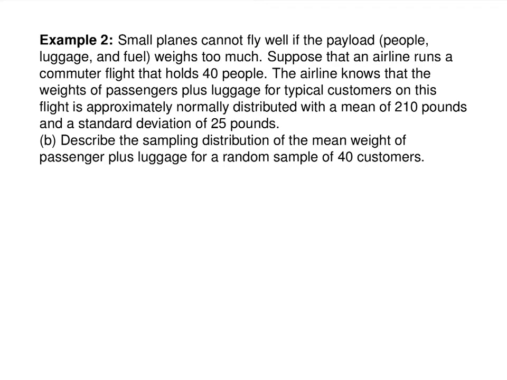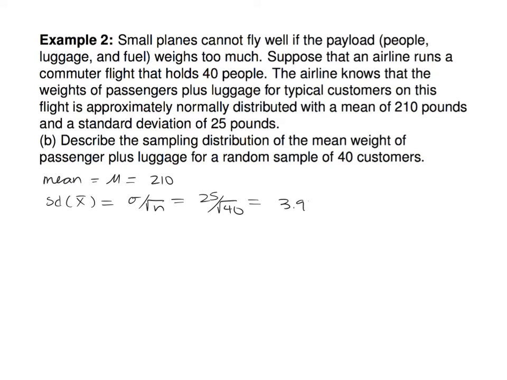Now, if we talk about samples of 40, which is what would be on a regular flight, let's find the mean and standard deviation for our samples of 40. So the mean is mu, which is still equal to 210. The standard deviation of the average passenger weight plus luggage is sigma over root n, which is 25 over root 40, or 3.95.